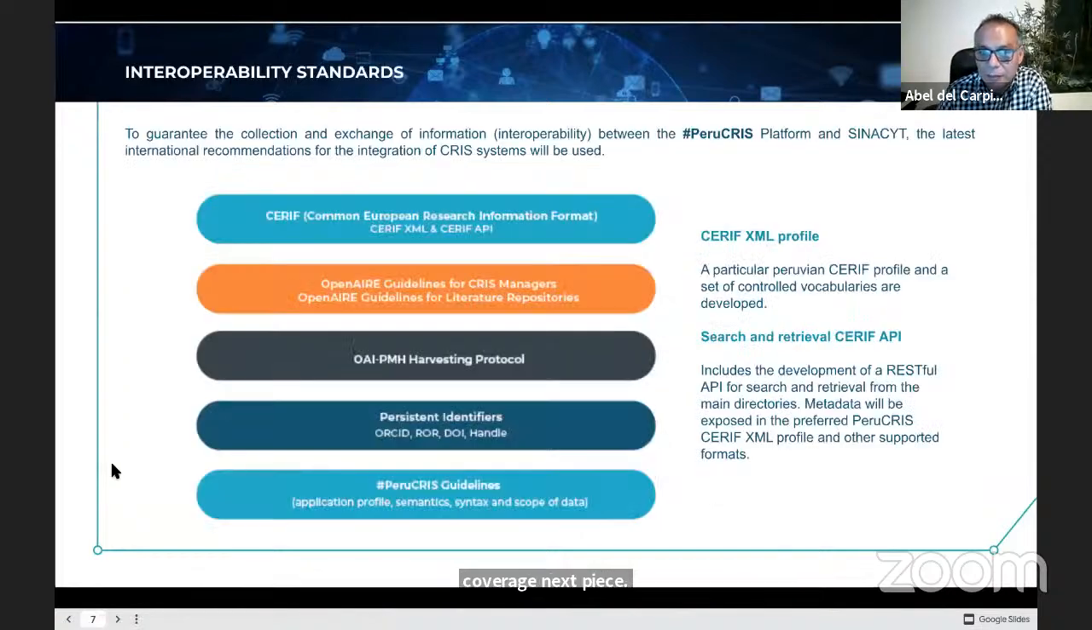The service profile is a set of controlled vocabularies being developed in order to accommodate particular information needs on national scope. It also uses standards such as OpenAIRE or OAI-PMH, and persistent identifiers such as ORCID, ROR, DOI, and Handle.